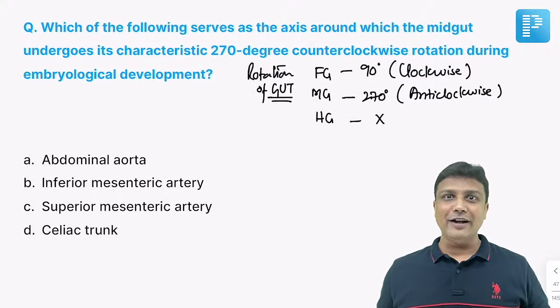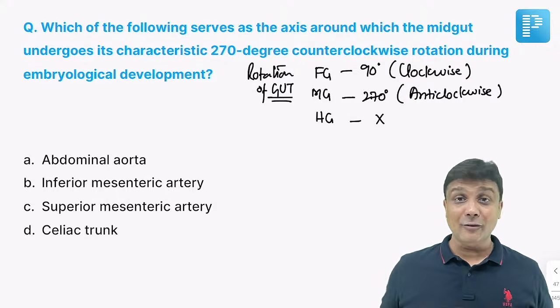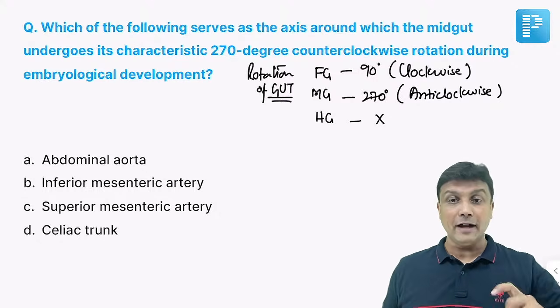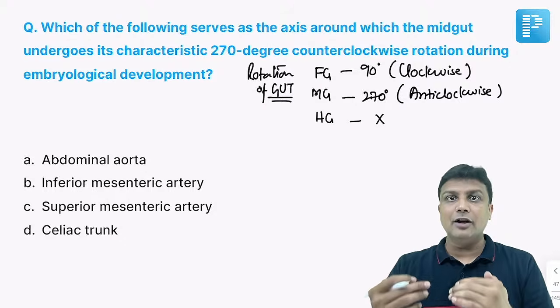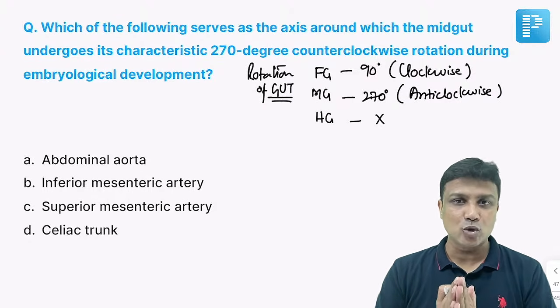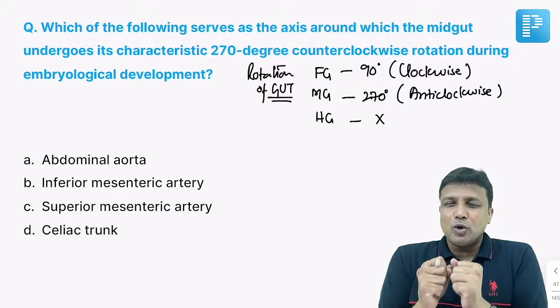Yes, foregut will rotate 90 degrees clockwise and midgut will rotate 270 degrees anti-clockwise. But hindgut is not going to rotate. In the rotation of midgut, what is going to happen? That is going to occur at around the 6th week. At around the 6th week, the embryo is very small.